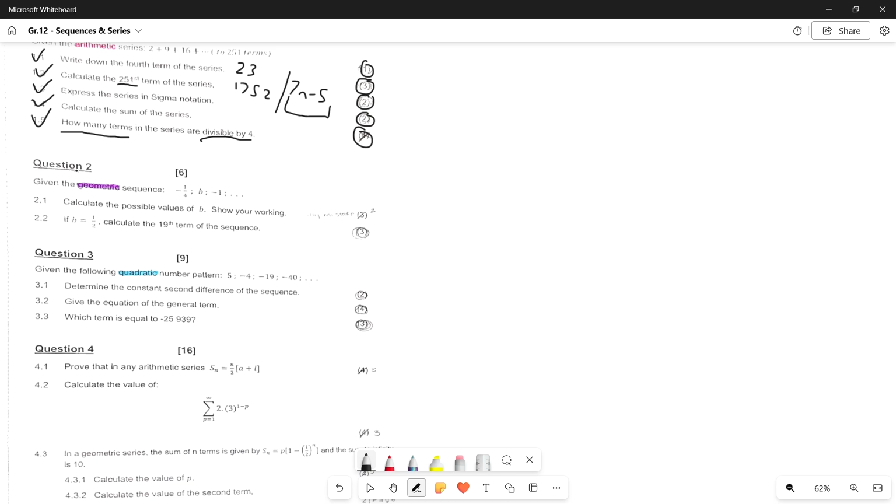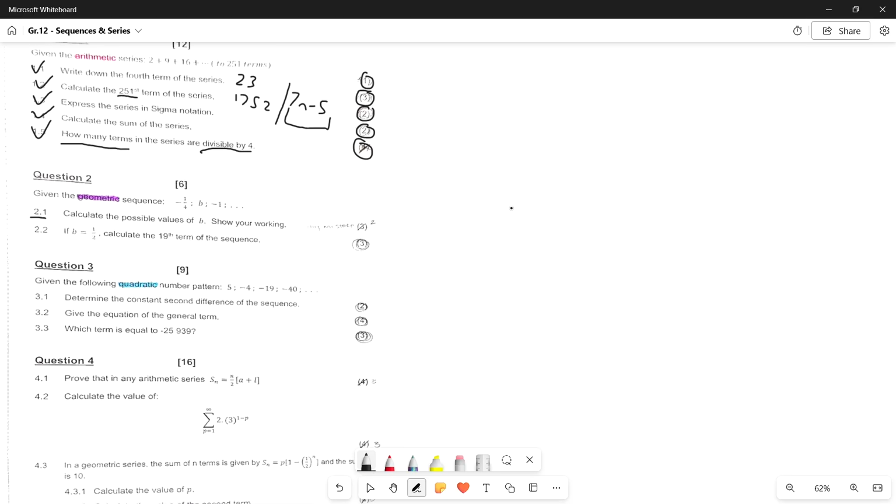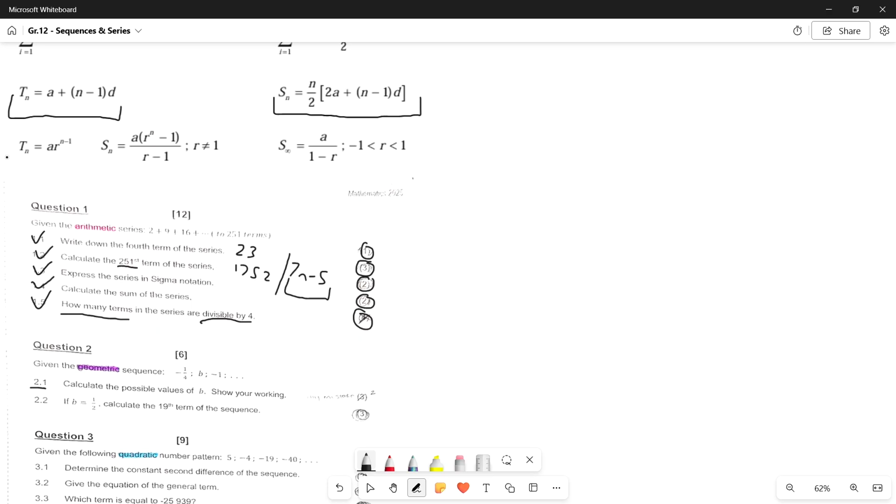So question 2 over here then says, given the geometric sequence -1/4, b, -1, calculate the possible values of b, show your working, for 3 marks. So here's our geometric sequence, here's our geometric series that does end, and here's our infinite series over here.